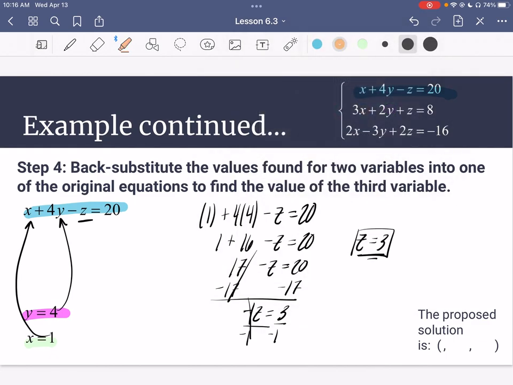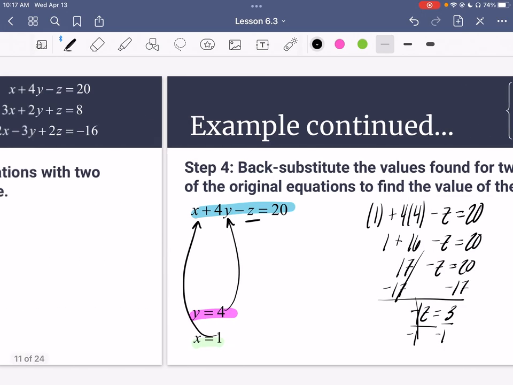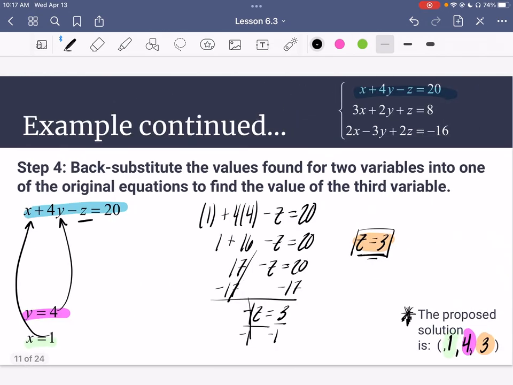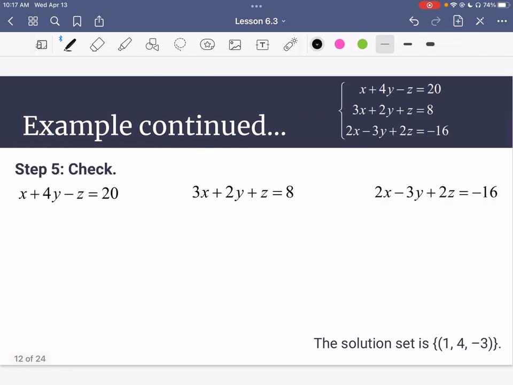Okay, so now the proposed solution that I have is combining all 3 of these. Let me just have a different color here. So I have 1 for x, comma, 4 for y, comma, 3 for z. I'll color coordinate this for you guys too. Okay, and the reason I say proposed solution is just because you do want to make sure, especially since you just did a whole lot of work, and it can be, again, easy to mess up, that you go back and you double check your solution.